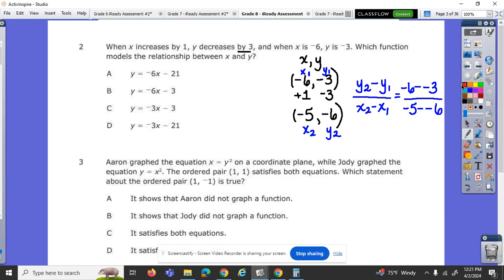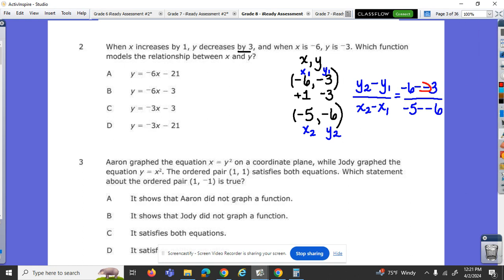All right, watch for those double negatives, right? Taking away a negative is the same as adding. And we're without our calculators so far until we make it to number 15. So let me bring this down here. So negative 6 plus 3 over negative 5 plus 6. So that would be equal to negative 3 on top, positive 1. So negative 3 divided by 1 is negative 3.